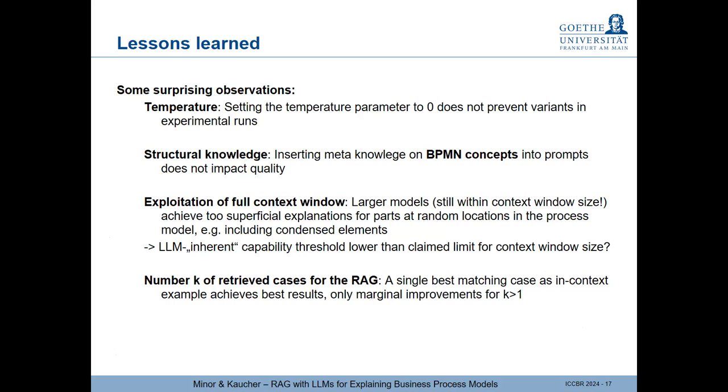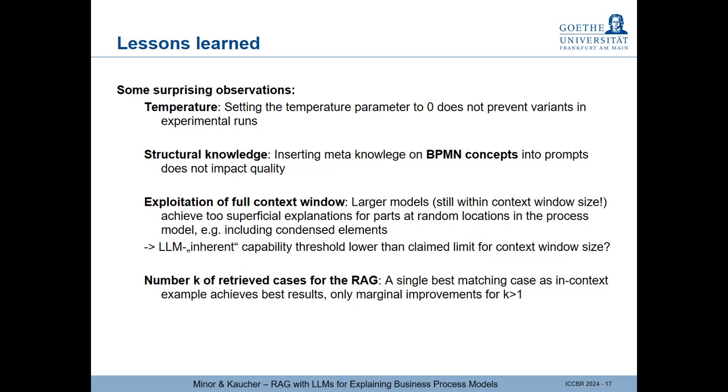Several authors in the literature have done this, but it seems that ChatGPT-4 has maybe seen already a lot of BPMN models, so that the concepts are inherent in the model or have been trained already. The third observation is that the context window size cannot be exploited at full size. So the larger models achieved very superficial explanations.